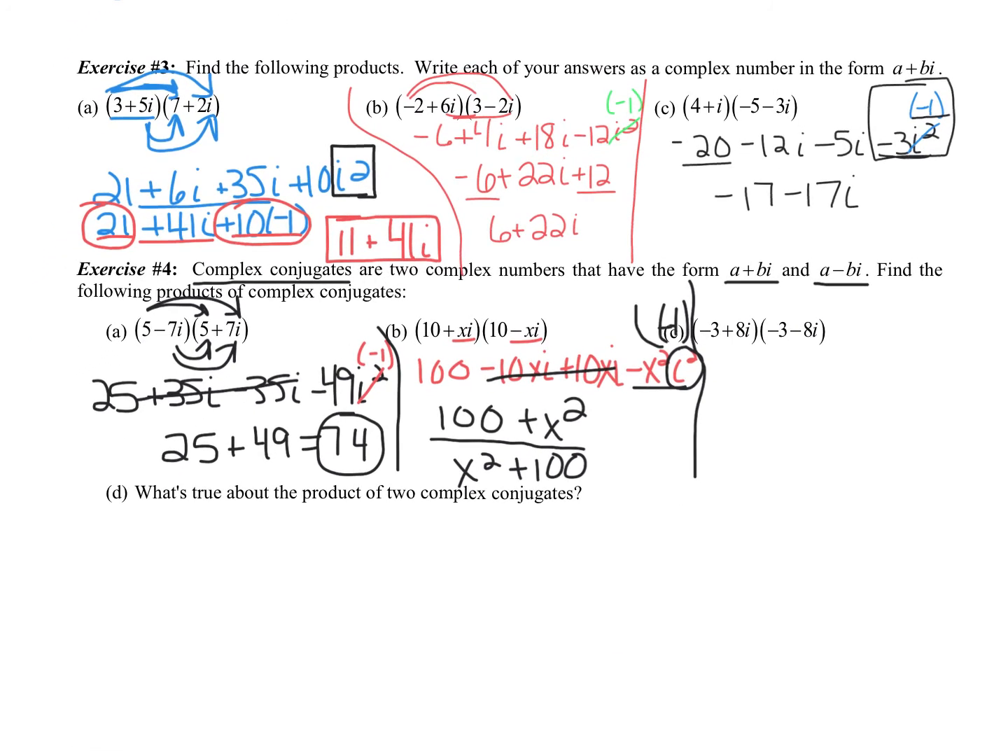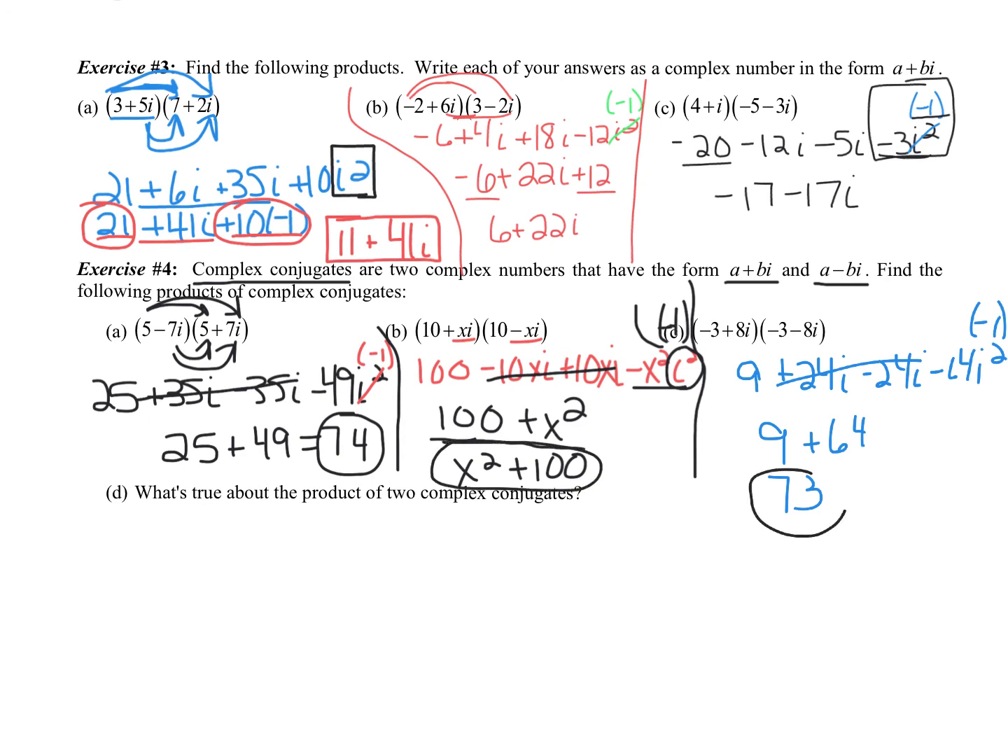So the last one, a little different looking because those first terms are negative, but we should still get the same thing. So we have 9, and that's 64i squared, so 9 plus 64 when I flip this over to negative 1, which is 73. So the next question says, what is true about the product of two complex conjugates?